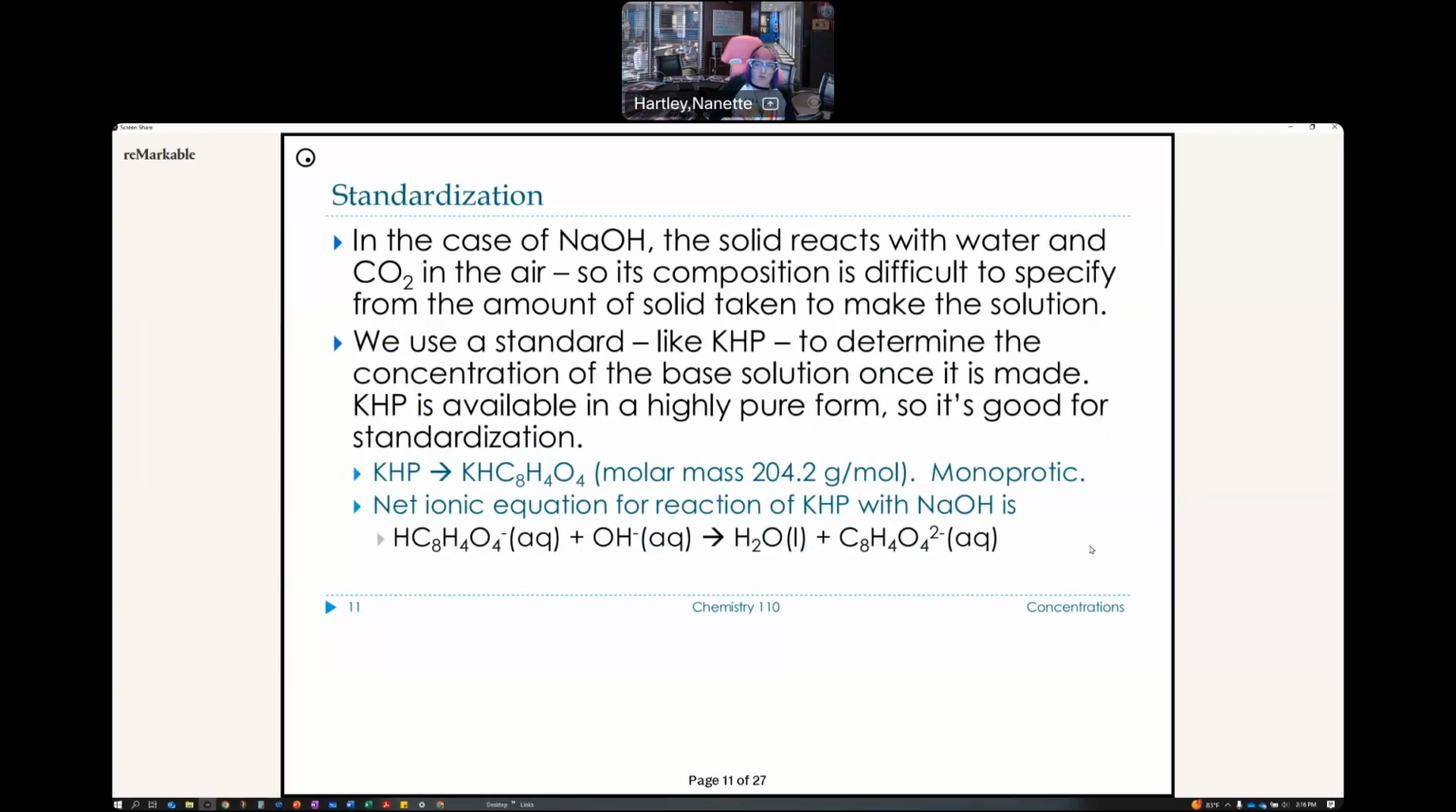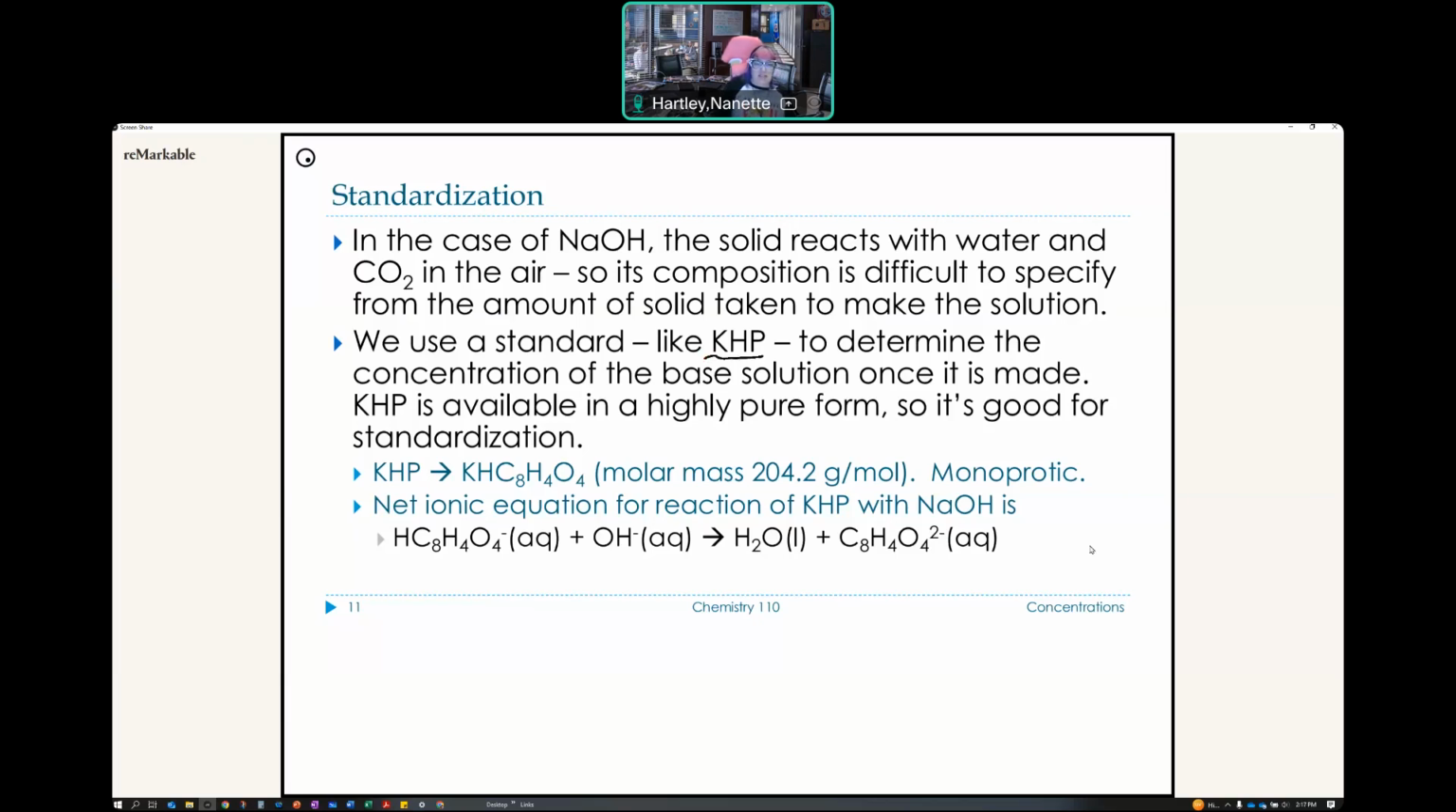So when we want to know about an unknown acid, we have to react it with a base that is very well known. But most of our bases are not that well known. They're not that stable. And so we have to get them to a point where we know a lot about them. In order to do that, we have to react it against something that is extremely stable. Something that we know is extremely stable, that is an acid, a primary standard, is KHP.